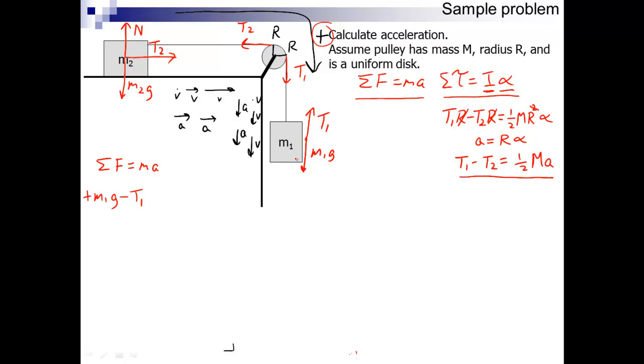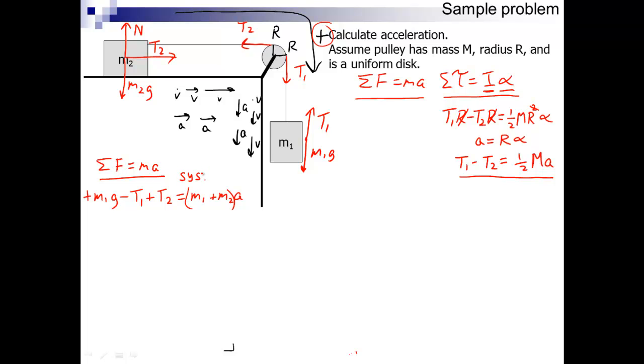Okay, and then we'll skip on up here to T2. It's a positive T2 because it's moving to the right. And I'm going to set that equal to the two masses, (M1 plus M2) A. So that is the expanded version of Newton's second law, the translational version of it. Now, this is the system equation for the pulley.